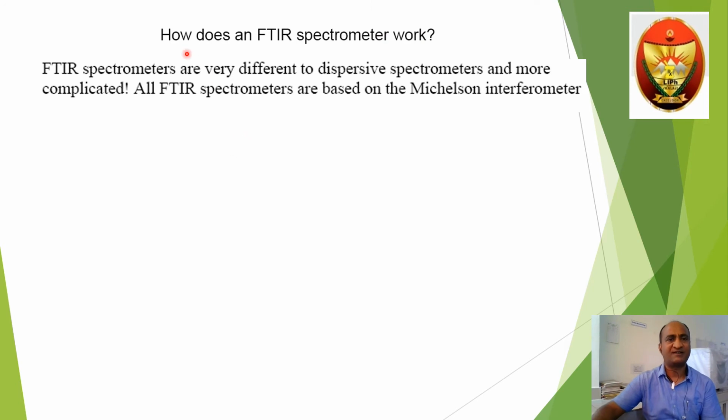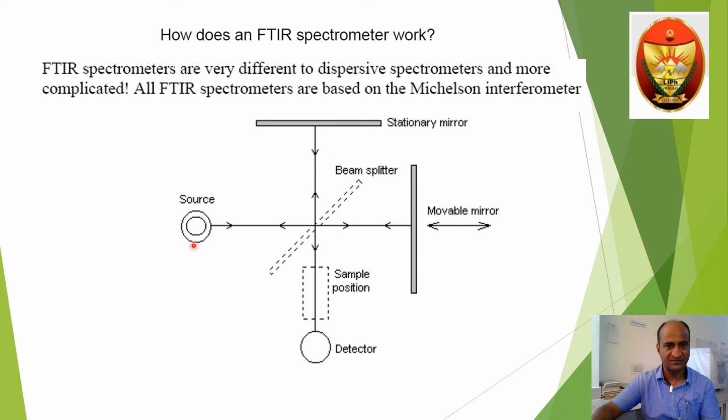So the question arises, how does an FTIR spectrometer work? The basic principle of all FTIR spectrophotometers is based on the Michelson interferometer. This is the part of the Michelson interferometer. There is a source of radiation, that is an infrared source through which IR radiation is coming out. Then there is a beam splitter.